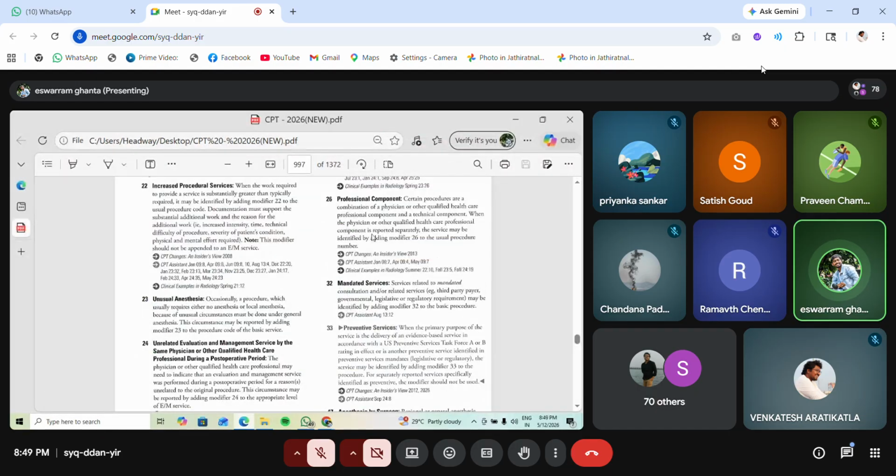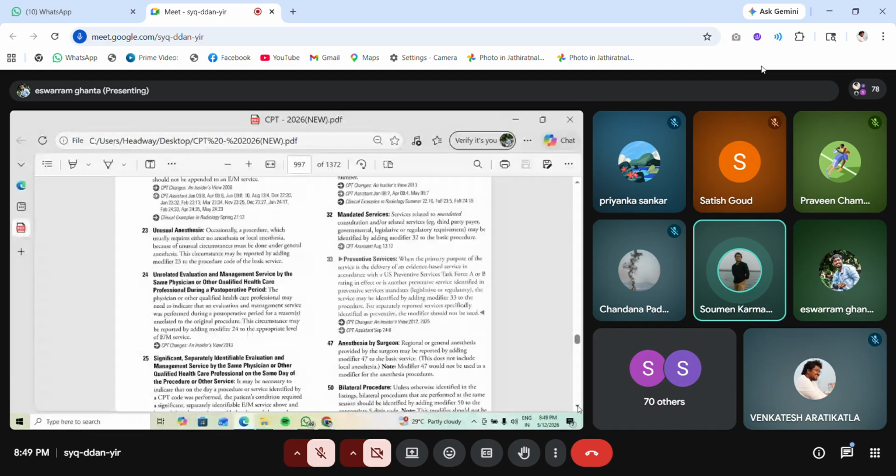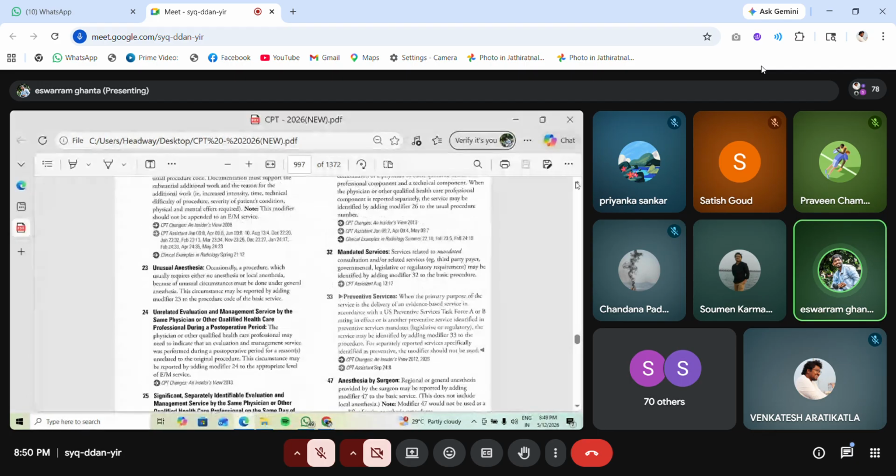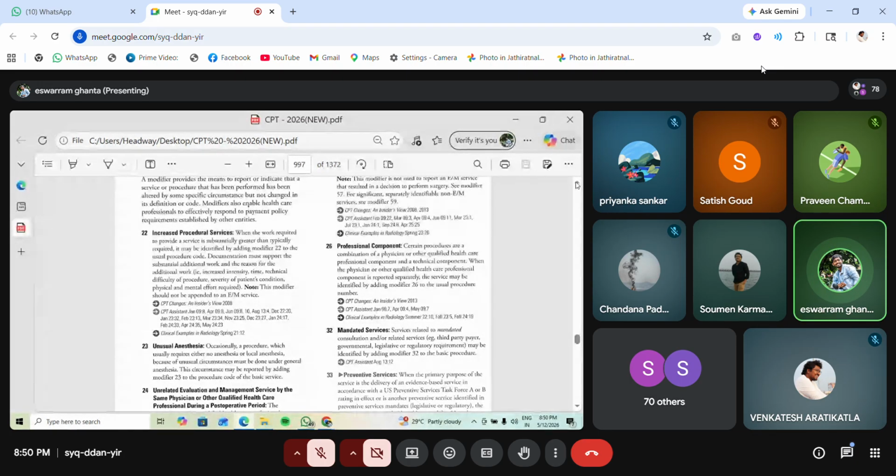Okay, this is about the 26. So can both the value 26 and TC happen together? For a code, can we apply both the TC and 26 modifier? Actually, that is also a question when we are using the 26 modifier.